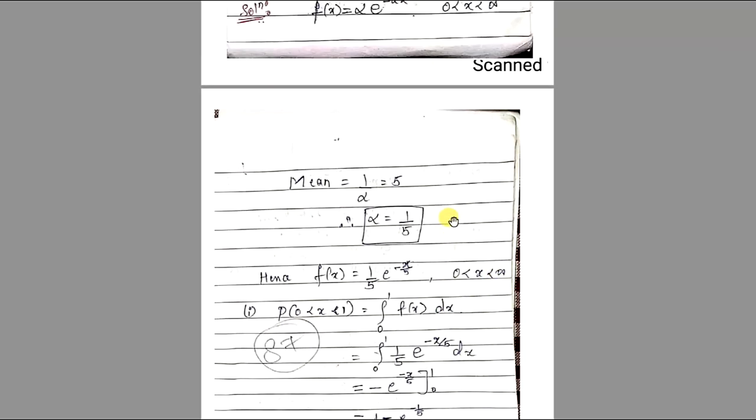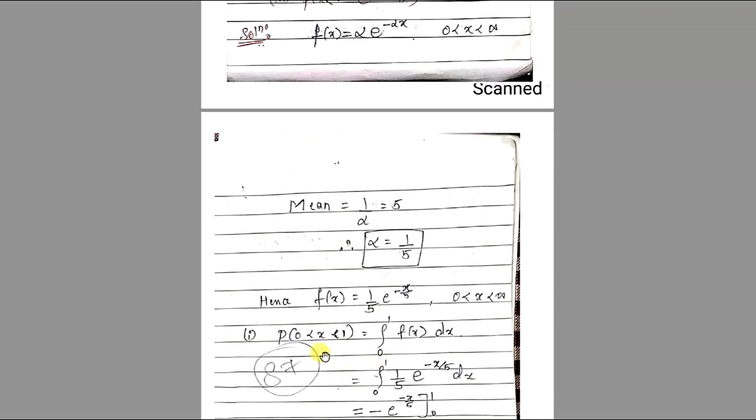Okay, now let us go for the first sub question. P of x lies between 0 to 1. See, x can take the value from 0 till infinity. But here in the first problem, they are asking us to find the probability of x lies between 0 to 1 only. Now, since it is continuous, exponential will be discussed under continuous probability distribution. Here we have to use the integral symbol. So from 0 to 1, integral 0 to 1 f of x dx.